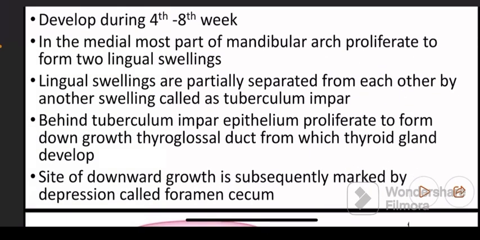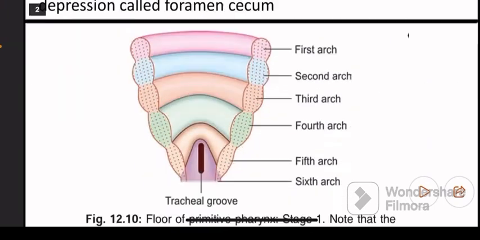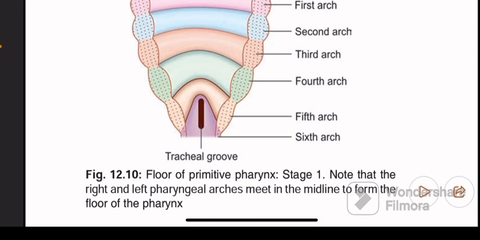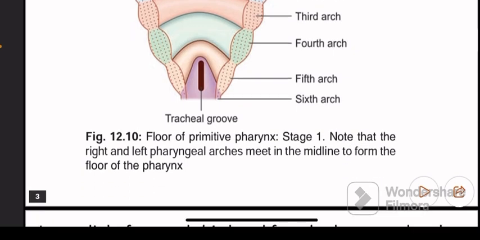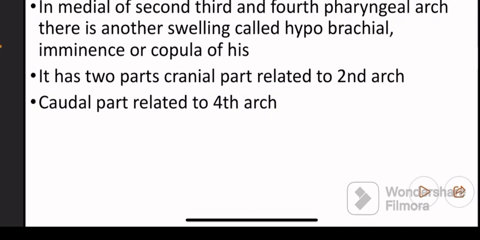Let us look at the diagram. It is a diagram of pharyngeal arch showing the first to sixth arch roughly. Then in the middle of the second and fourth arch there is another swelling known as hypobranchial eminence. It also has two parts, cranial and caudal. The cranial part is present in the second arch while the caudal part is in the fourth arch.